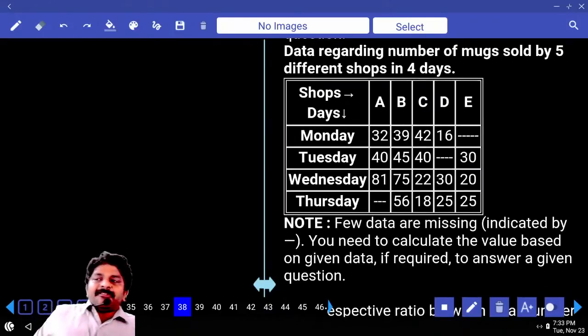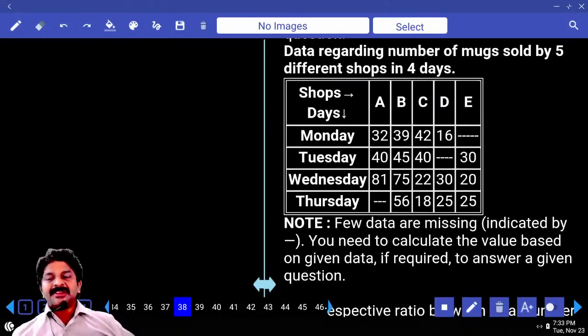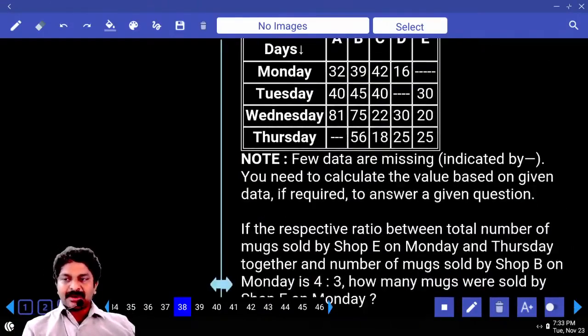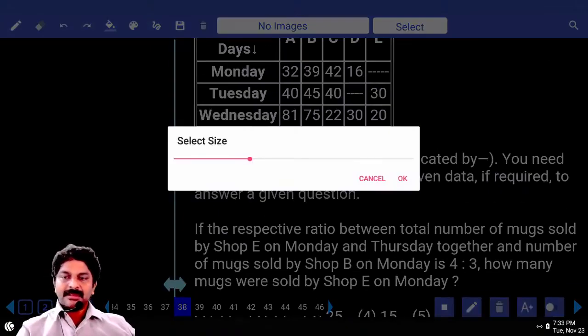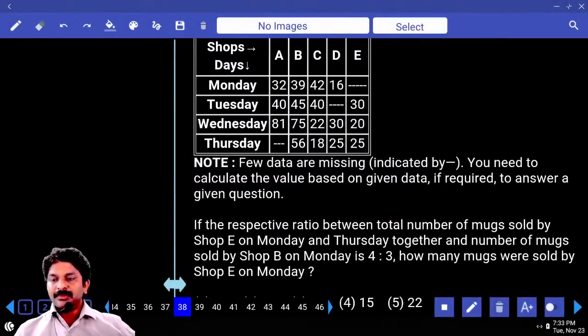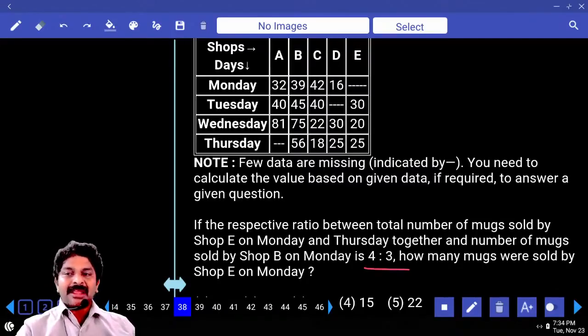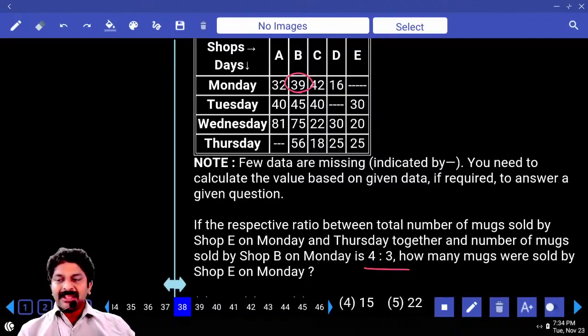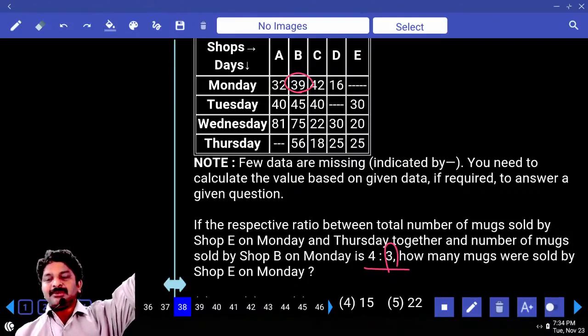Data regarding the number of mugs sold by 5 different shops in 4 days. A few values are missing; we'll see when they are required. The ratio between the total number of mugs sold by shop E on Monday and Thursday together and the number of mugs sold by shop B on Monday is 4:3. B on Monday, how much do we have? 39, which in terms of parts is 3 parts. Then 1 part is equal to 13.